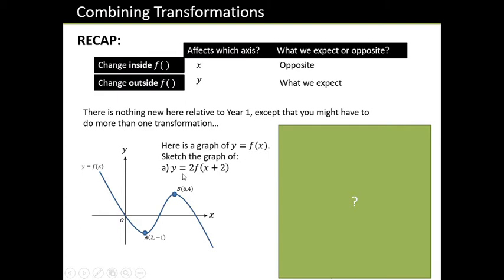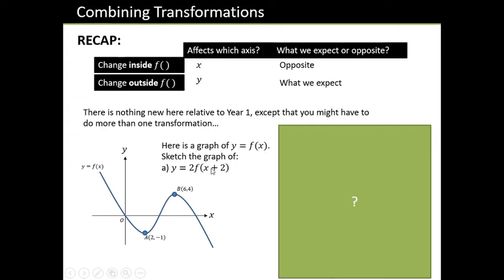Here's a graph of y equals f of x. Sketch the graph of y equals 2f of x plus 2. Well, the 2 outside this function is going to affect the y coordinate, so this is going to mean that it is stretched by a factor of 2 vertically, so I know that this y coordinate of -1 will be stretched to -2, and this y coordinate of 4 will be stretched to a value of 8 by a factor of 2.